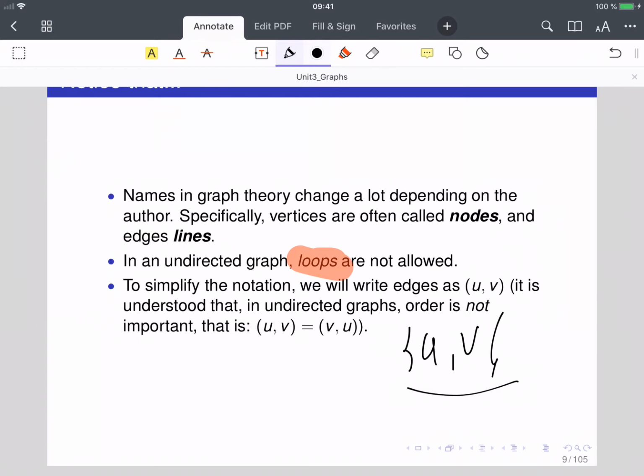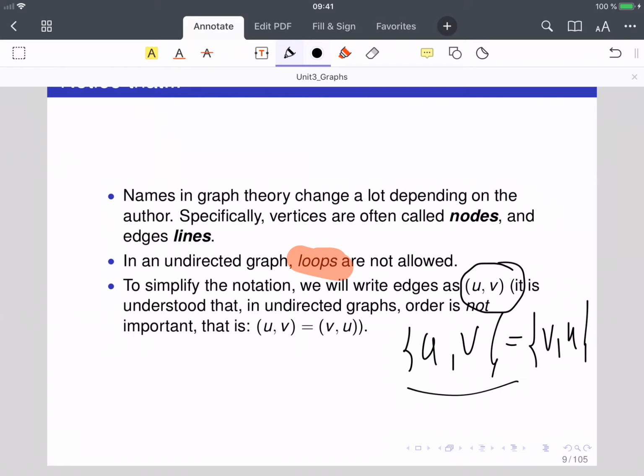U and V, it's the same as V and U, because this is a set, and the only thing that is important is the elements that are in the set, okay? But to unify the notation with the notation that we are going to use for the other type of graph that we are going to study, we are also going to represent the edges as pairs UV. And be careful, because in general in mathematics, when you see something like UV between parentheses, it means an ordered pair of elements, okay? So U is before V.